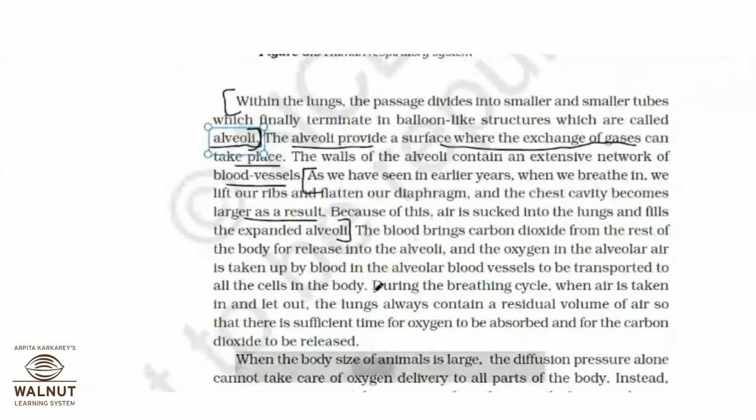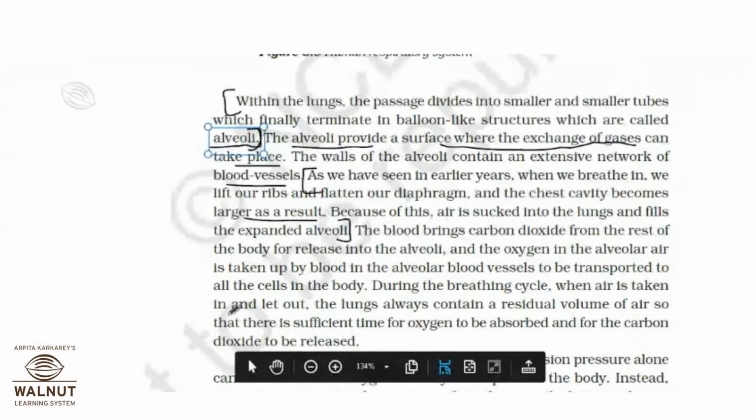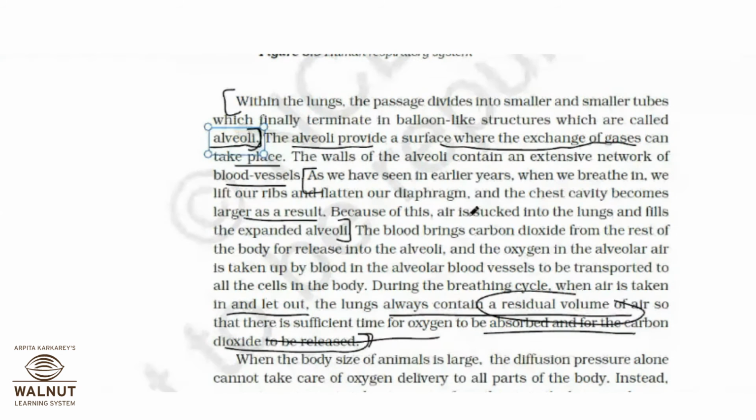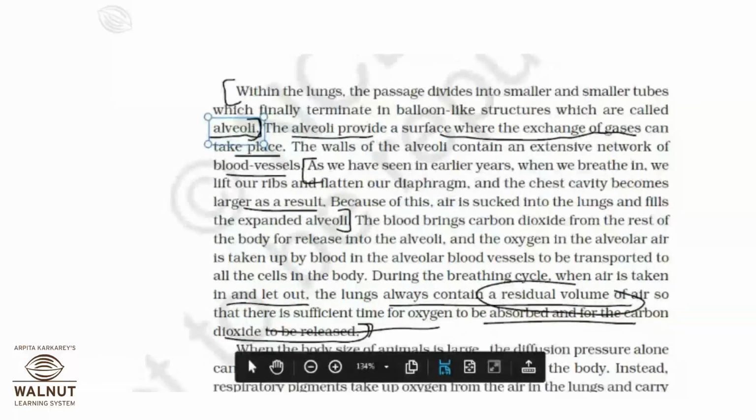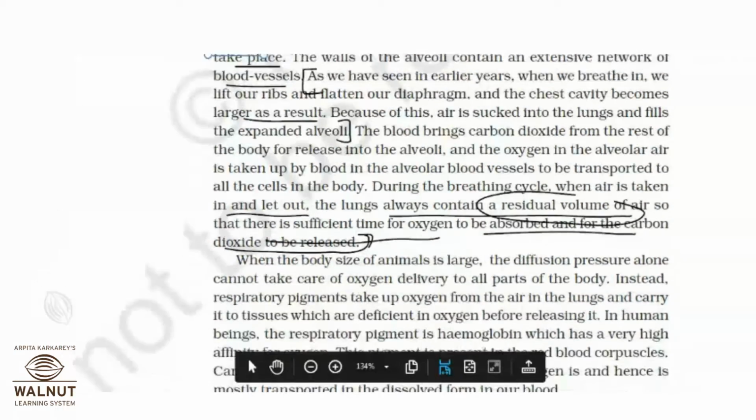Okay. During the breathing cycle, when air is taken in and let out, the lungs always contain a residual volume of air so that there is sufficient time for oxygen to be absorbed and for carbon dioxide to be released. Residual volume of air means whenever there is an exhalation process, it never happens that you exhale the whole thing out. There is still a volume of air that remains inside the lungs. That is nothing but the residual volume of air. Okay.